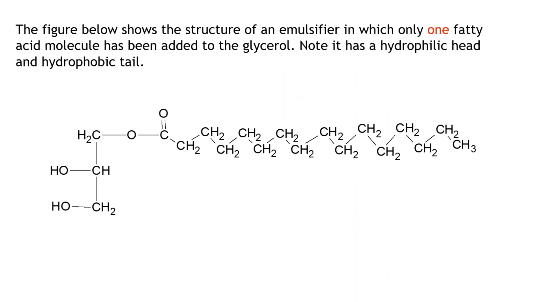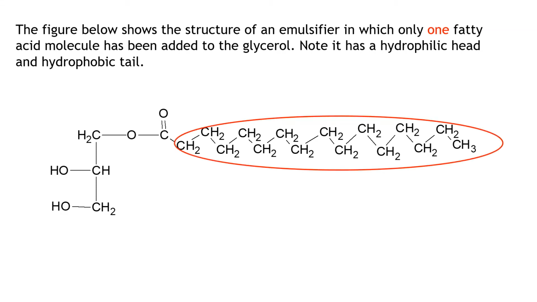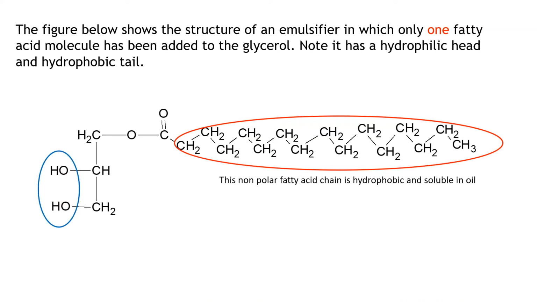The figure below shows the structure of an emulsifier in which we've added one fatty acid molecule to the glycerol. So this is the bulk of the fatty acid molecule that's been attached. Note that it's mainly hydrocarbon, and this non-polar fatty acid chain is hydrophobic and soluble in oil. At the left-hand side here, we've got hydroxyl groups. The polar nature of these hydroxyl groups means that this part of the molecule is hydrophilic and soluble in water.